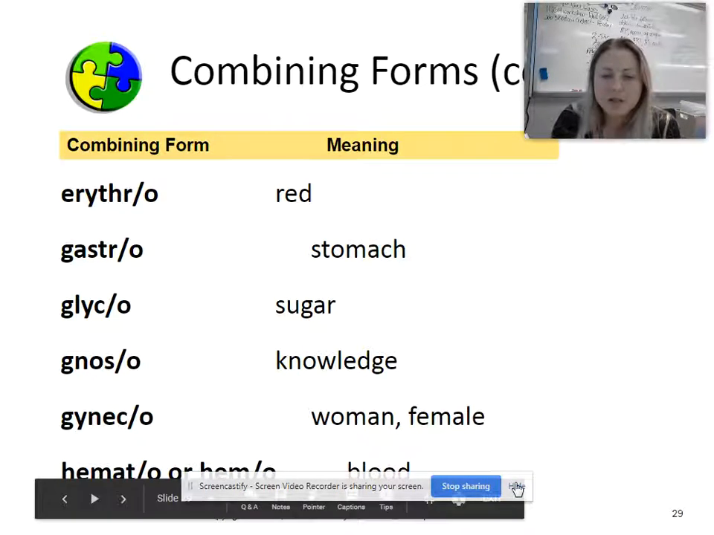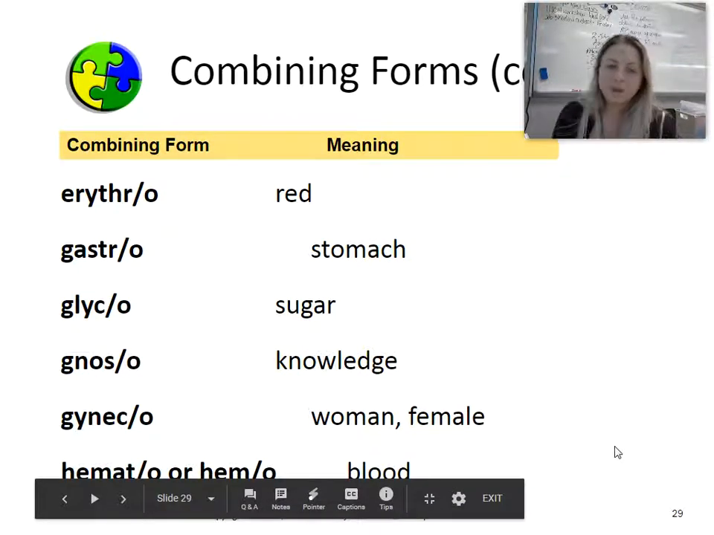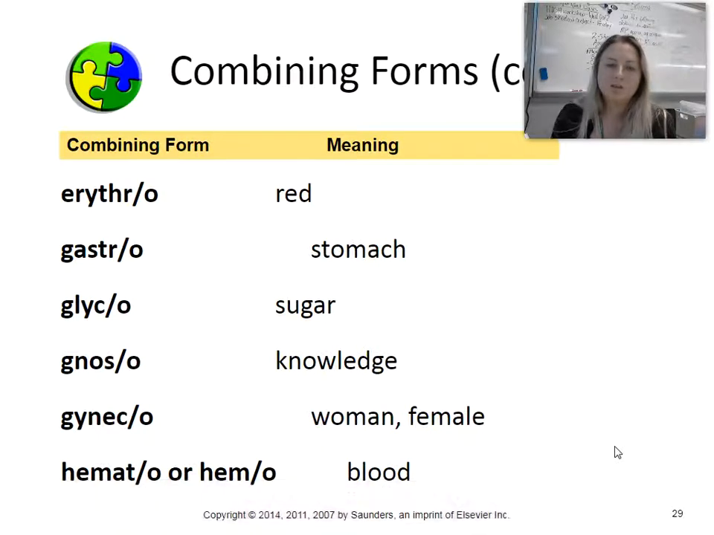Gyneco, this is short for woman or female. So this is like a gynecologist, an OBGYN, a gynecologist and obstetrician specialty doctor. So generally they are the ones that do the annual checkups for females.